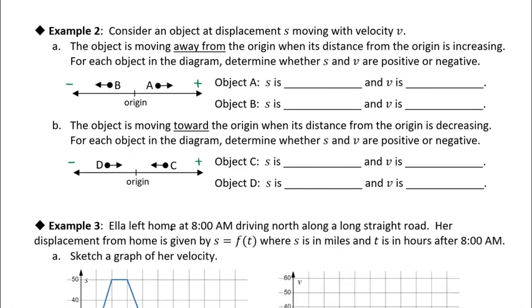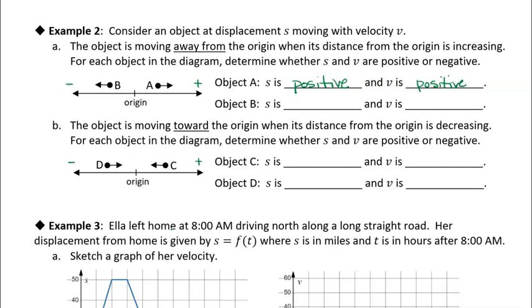And so let's first of all look at this object A. Object A, the displacement S. S is displacement. It's to the right of the origin, so it's positive, right? The displacement is positive, okay? Because that's the way we've defined our number line, is that to the right is positive. And it's moving to the right, so its velocity is also positive, okay?